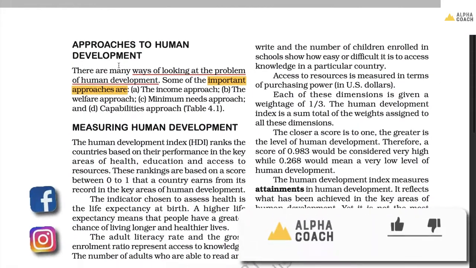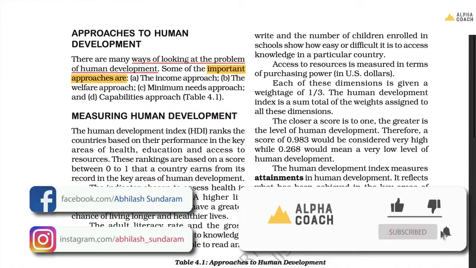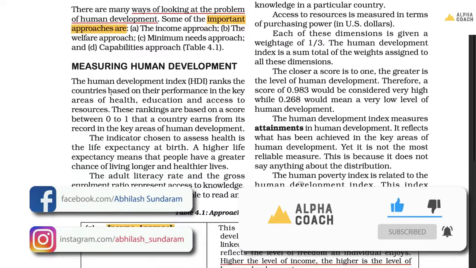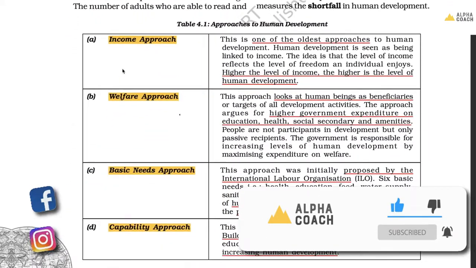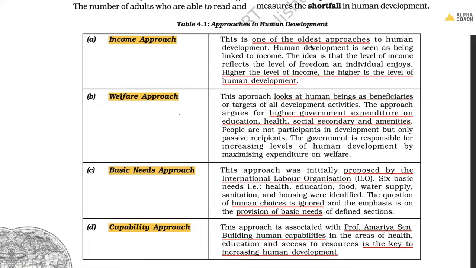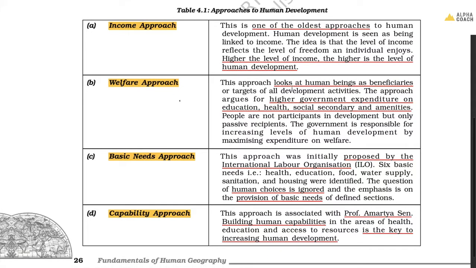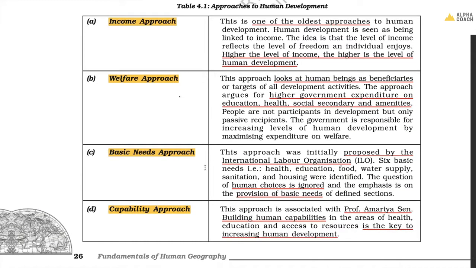So let's quickly go through and look at the 4 approaches to human development. First is income approach. This is one of the oldest approaches. This basically says that higher the level of income, higher is the freedom enjoyed by people, and hence higher is the human development. Moving on, second, welfare approach. This approach argues for higher government expenditures to increase the level of human development and treats people as just receivers of benefits. Third, basic needs approach. Here the focus is just on the basic needs of people like health, education, food, water supply, sanitation and housing, and all the other human needs are ignored.